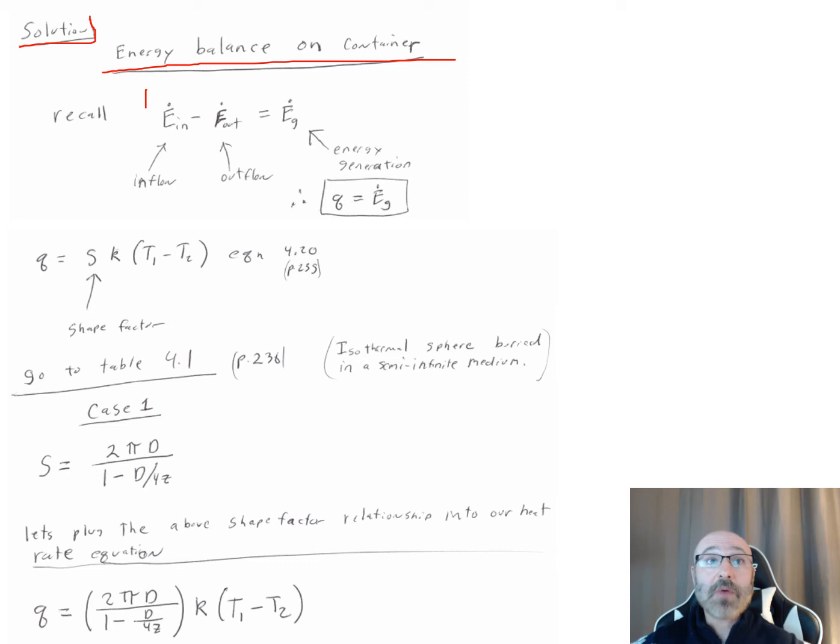So if we recall, we have this general equation here that our E in minus our E out is equal to E sub G right there. This is our inflow minus our outflow is equal to our energy generation, or E dot G, which is also equal to, for our problem, our Q value.